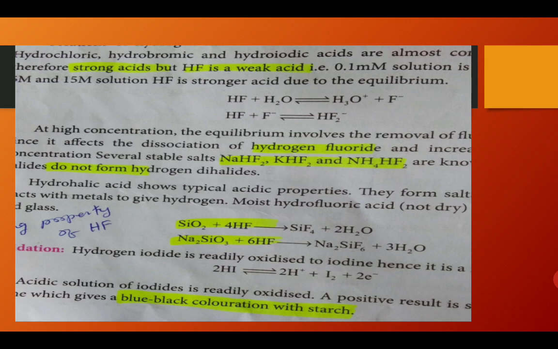It is readily oxidized to iodine. Hence, it is a reducing agent. A positive result is shown in the liberation of iodine, which gives a blue-black coloration with starch. What coloration? Blue-black coloration with starch.